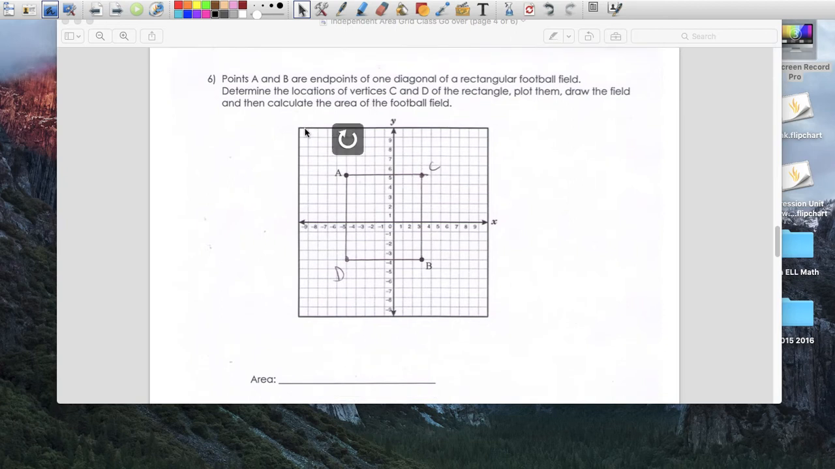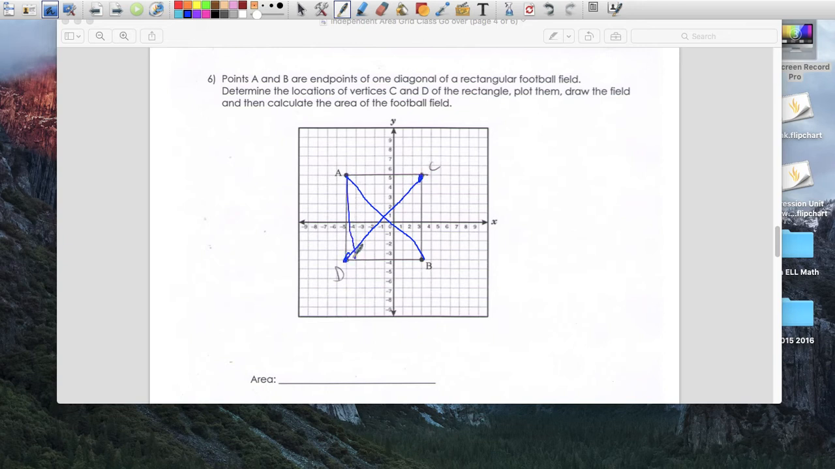So what you had here before, you had points A and B. They told you that A and B formed a diagonal of a rectangle. So you had to come up with points C and D to form a rectangle. If that's a diagonal, the other diagonal would have gone like this, right? And that's how I got my point C and my point D.